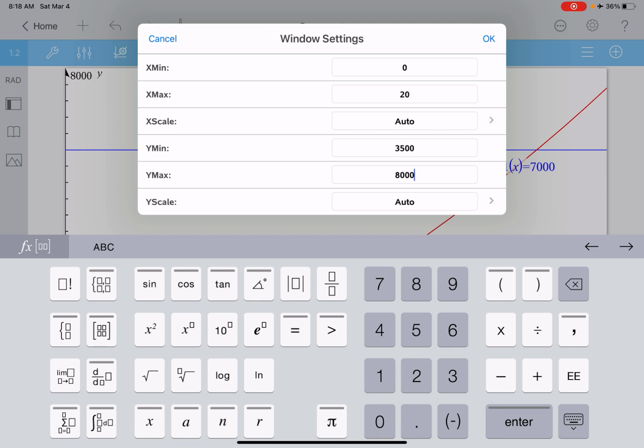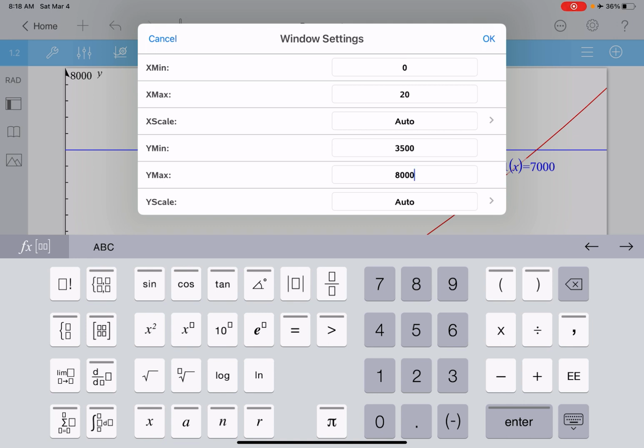And Y maximum? Well, the longer we leave our money in this account, in theory, the more it's going to earn. Okay, so that's a good thing. But I went ahead and put in 8,000. 7,000 is the target that we're looking for. You just want to put in something a little bit bigger than that so that your graph isn't too crowded.